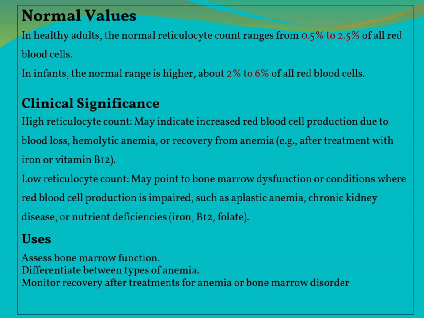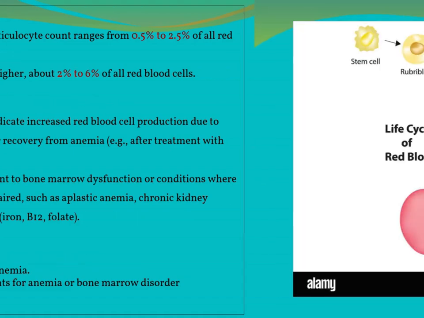A low reticulocyte count may point to bone marrow dysfunction, where red blood cell production is impaired, such as aplastic anemia, chronic kidney disease, or nutrient deficiencies like iron, B12, and folate. Uses: assess bone marrow function, differentiate between types of anemia, see which type of anemia is prominent in the body, and monitor recovery after treatments for anemia and bone marrow disorders.